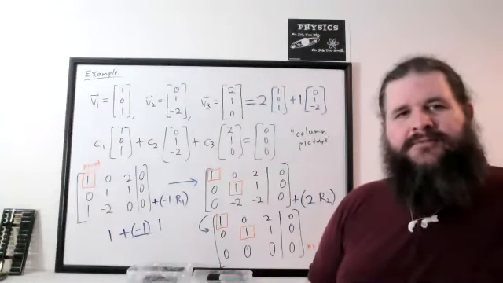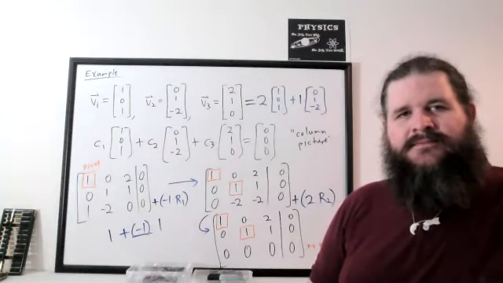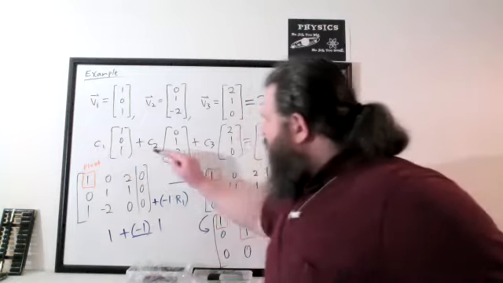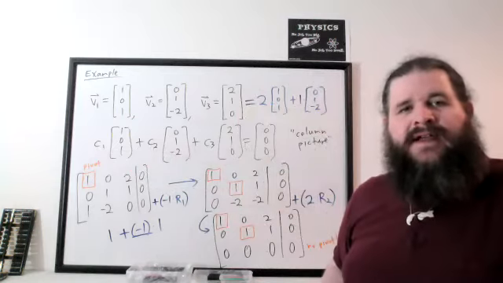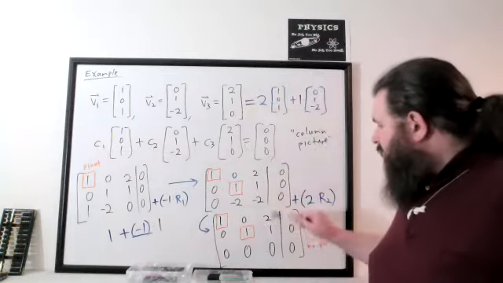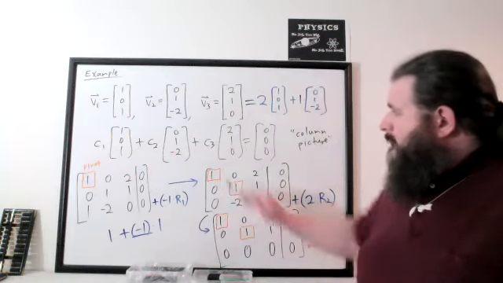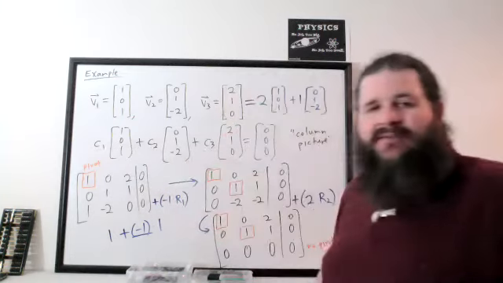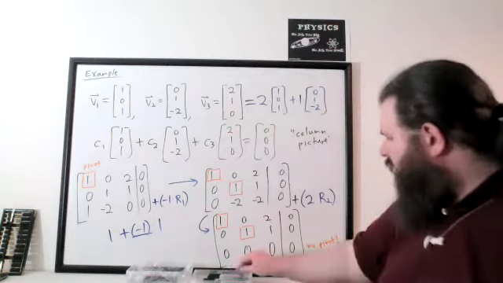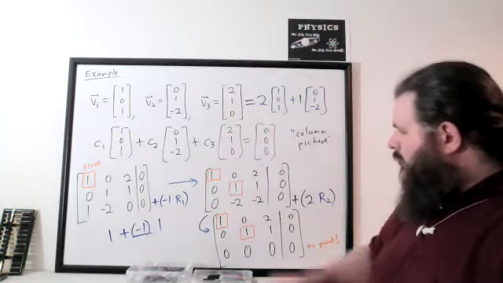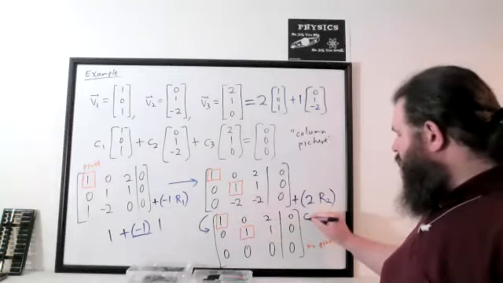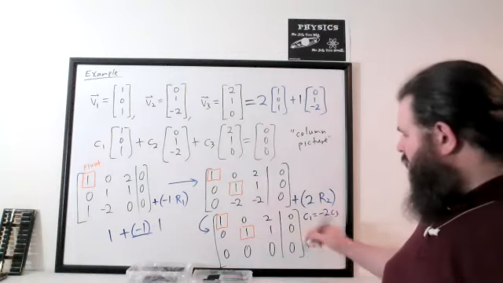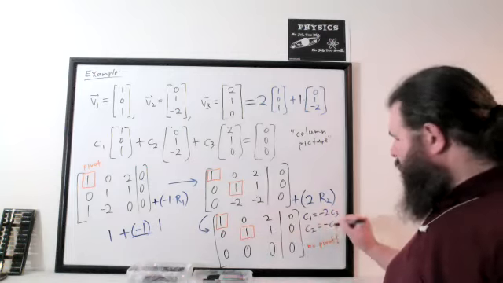Have you seen the idea of a free variable yet? A free variable basically just means a variable, in the sense of C1, C2, and C3 here, that could have any real number as its value. The fact that the C3 column has no pivot means C3 could be anything. Once you choose a C3 value, C1 and C2 have to have certain specific values. For instance, if you rewrite these rows as equations, C1 plus 2C3 equals 0, so C1 equals -2C3. This row, C2 plus C3 equals 0, so C2 is -C3.